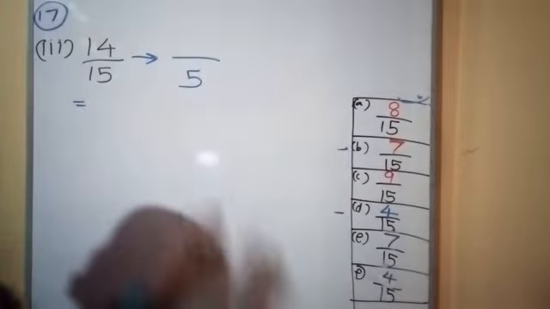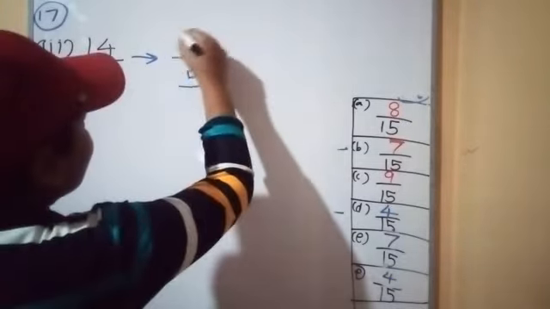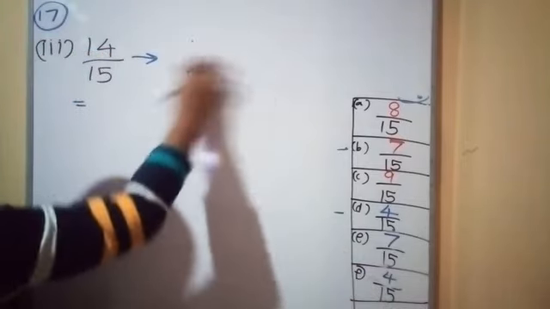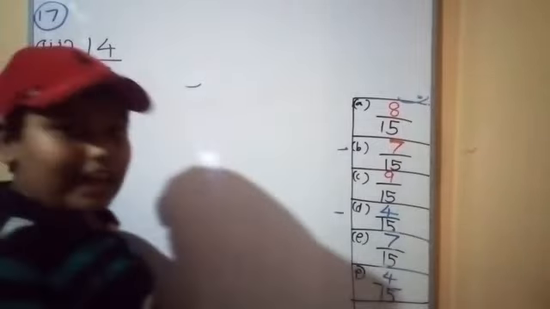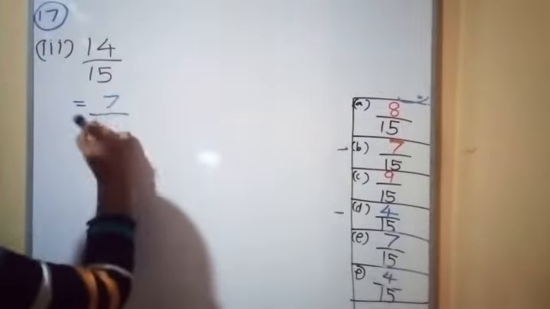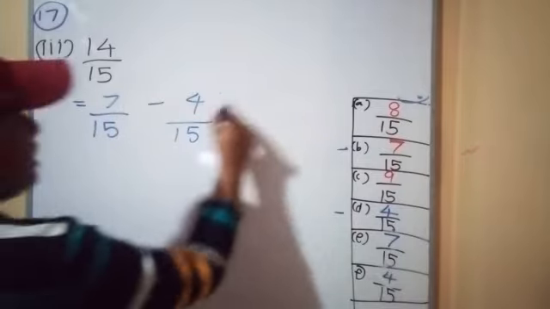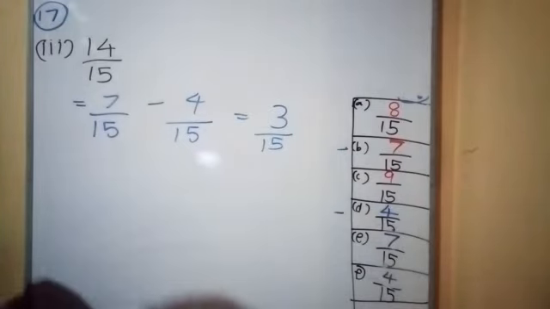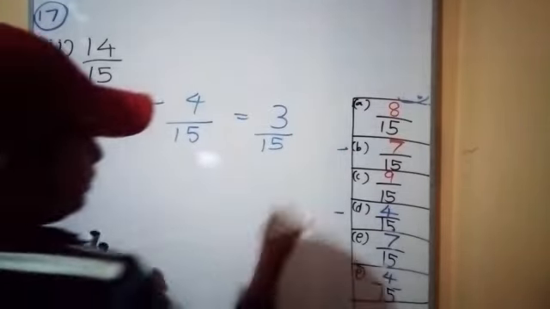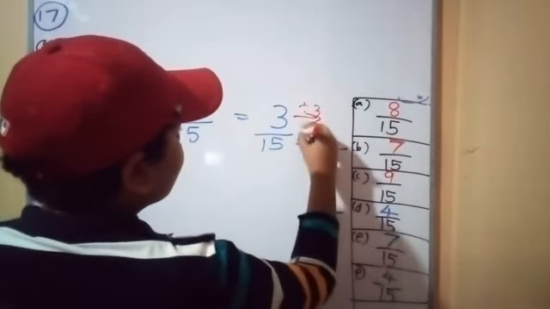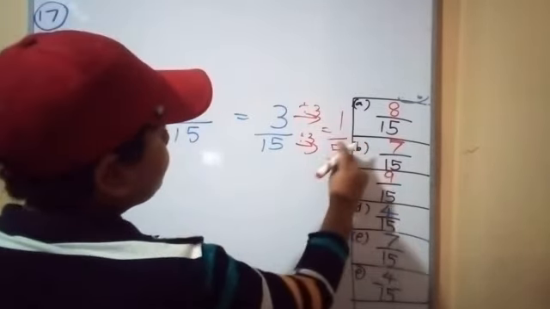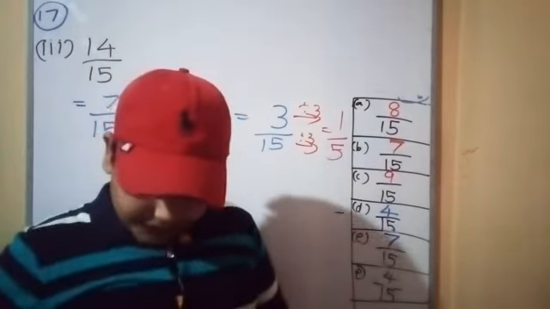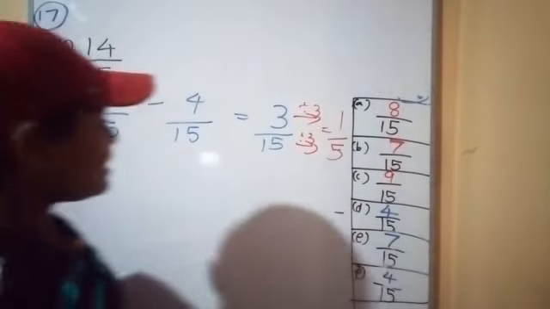Now 5, and there you can divide by 3. There you can divide by 2. They do not have equivalents, right? So the answer is not equivalent. So you get 7 over 15 subtract 4 over 15. What is the answer? 3 over 15. Right? Now you can divide this by 3. What is the answer? 1 over 5.